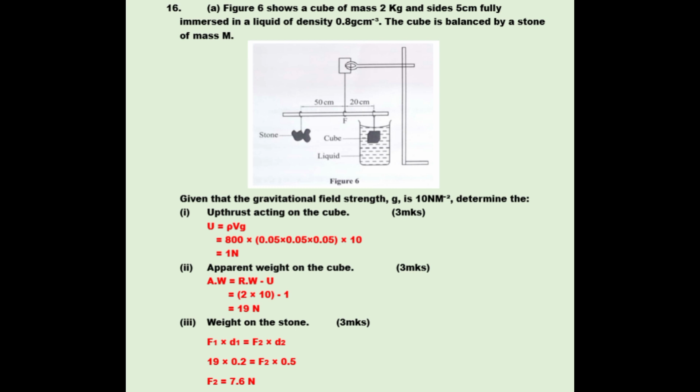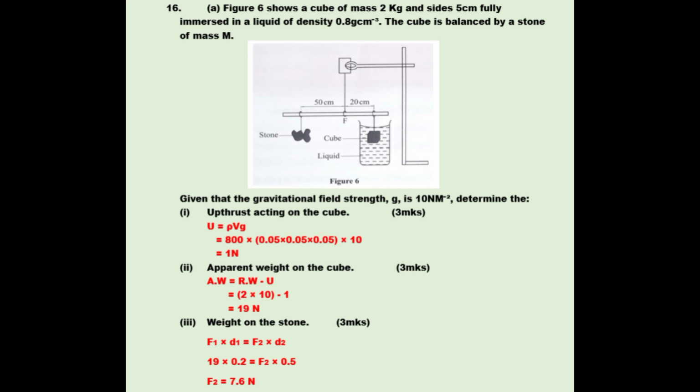Given that the gravitational field strength g is 10 Newton per kilogram, determine the upthrust acting on the cube. Remember, upthrust is always equal to the weight of the fluid displaced. That means upthrust will be given by rho Vg. Density is 0.8, so that is 800 in SI units. Volume is length times width times height, that means 5 times 5 times 5, but in SI units 0.05 meters times 0.05 meters times 0.05 meters, then g is 10.